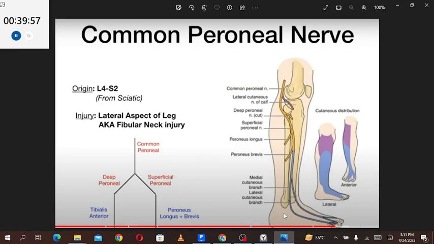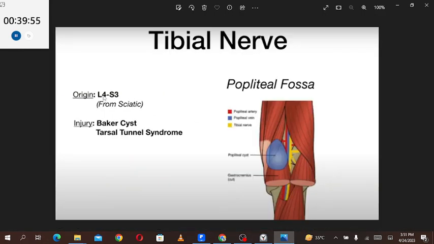So the dirty mnemonics about the tibial nerve. Here you can see that the tibial nerve originates from L4 to S3 from the sciatic nerve, and the injury can be caused by a Baker cyst in the popliteal fossa at the back of the lower limb. Here you can see the Baker cyst coming out in the popliteal fossa, where the tibial nerve can be compressed by the Baker cyst.